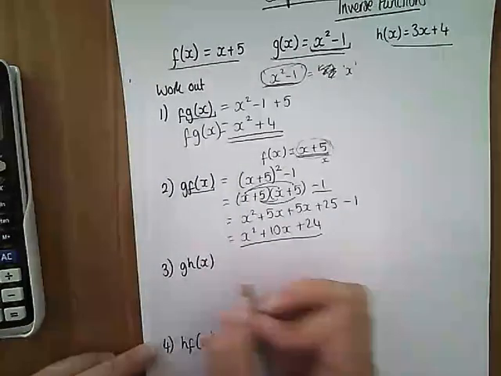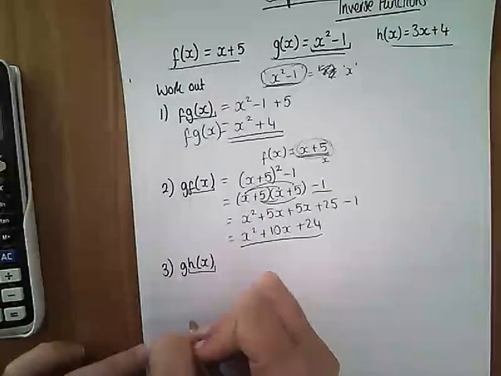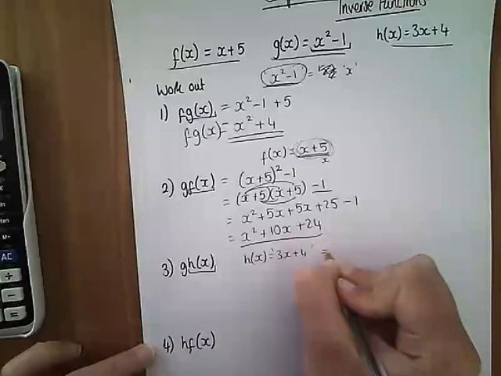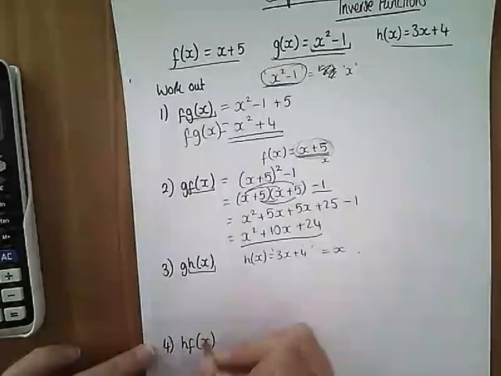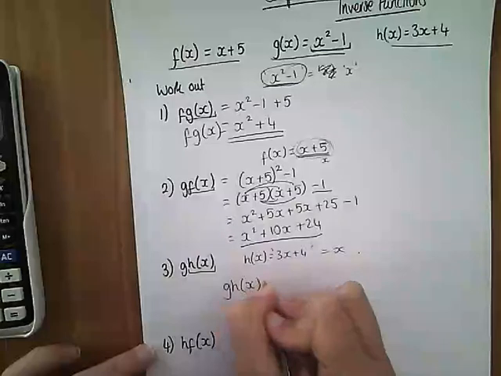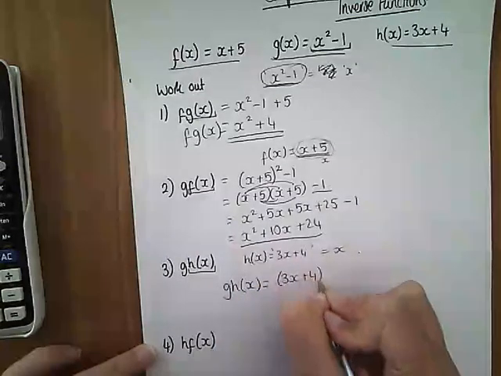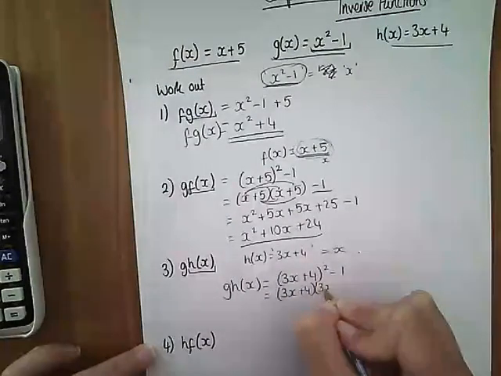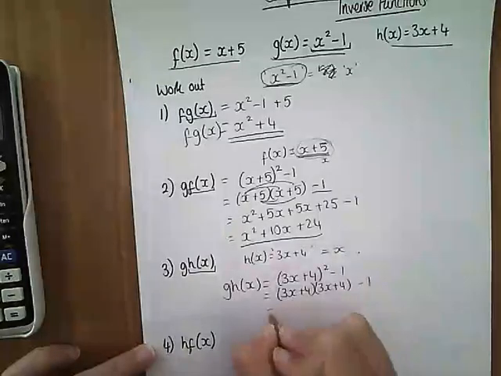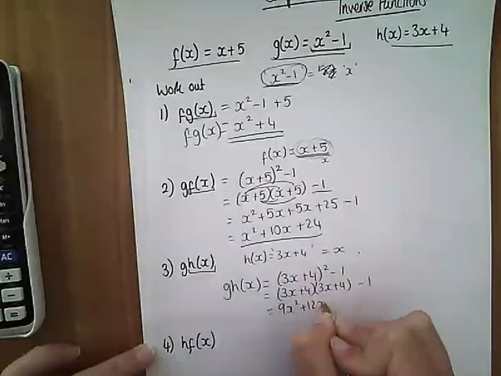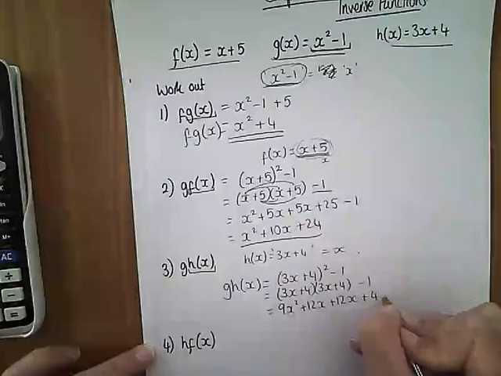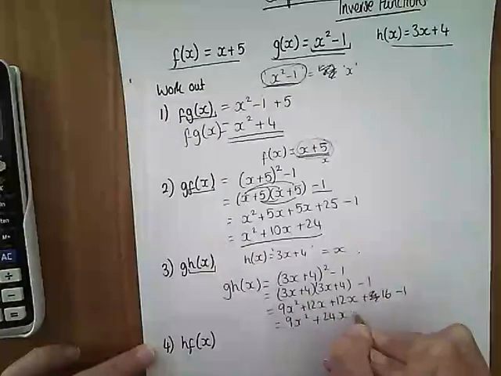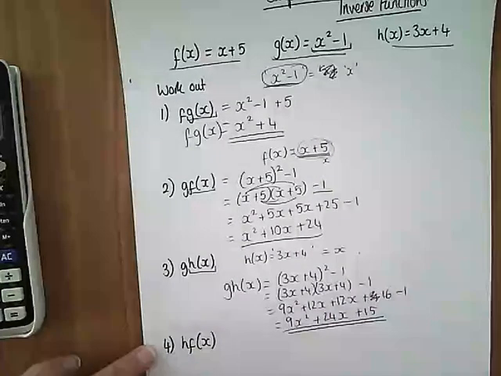So gh of x, so we're taking h and we're putting it into g. So h is 3x plus 4. That is our new x. So wherever we see an x in g, we're writing 3x plus 4. So g is x squared minus 1. So we've got 3x plus 4 squared minus 1. Okay, don't forget, like the last one, 3x plus 4 squared means 3x plus 4 times 3x plus 4. And you can expand it however you like. Oh, crikey. 4 times 4 is 16. So you get 9x squared plus 24x plus 15. Okay, that is your answer.